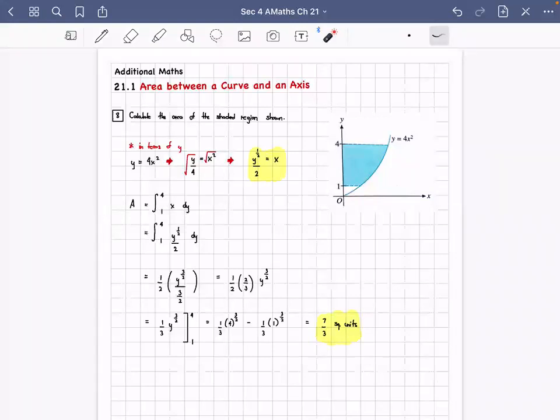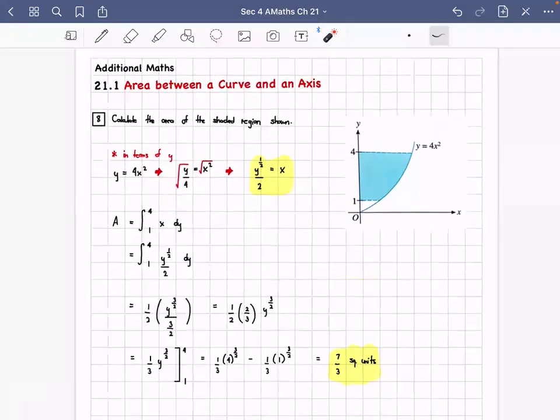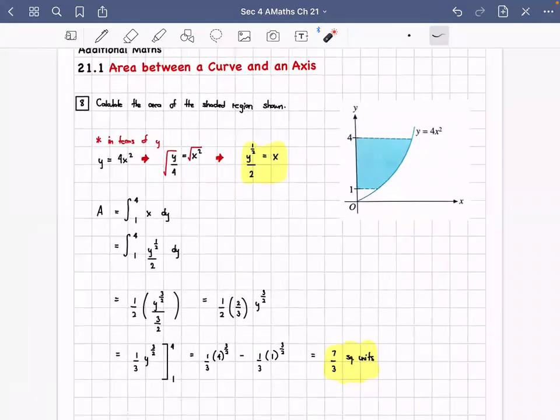21.1. Again, this is a simpler one. For number 8, this is the shaded region. We just need to calculate the area of this. Now, there's a slight problem. Your function now is in terms of x. This is y is equal to 4x squared. So we need to change this and make it in terms of y.